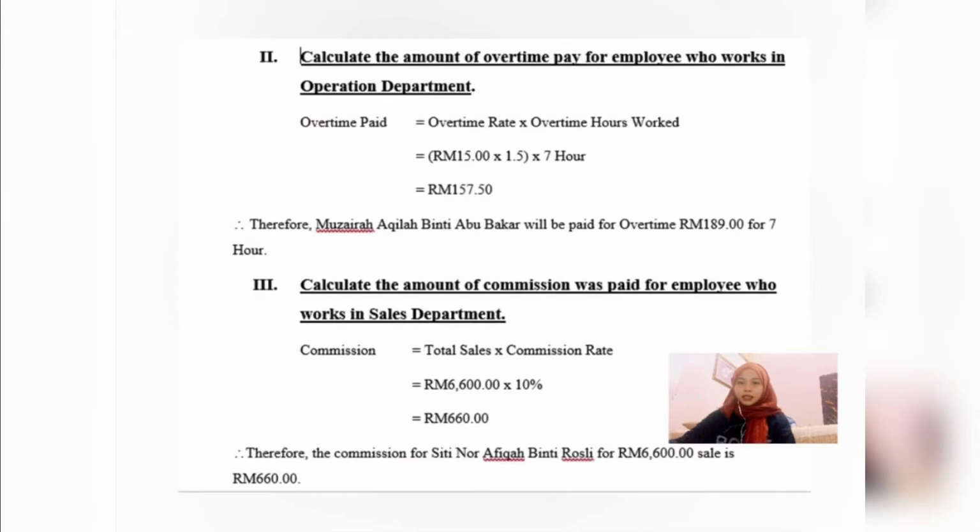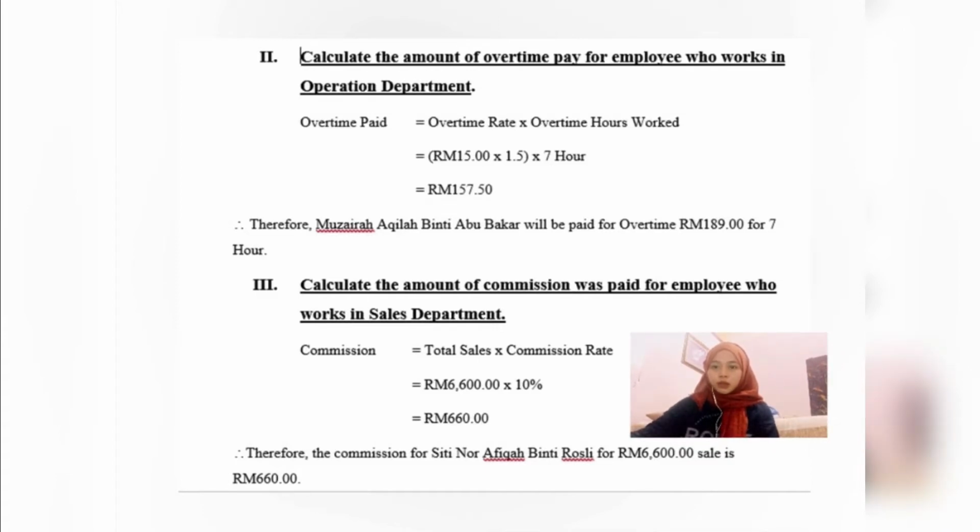Second, the amount of overtime paid to an employee who works in the operation department. Overtime pay equals overtime rate multiplied by overtime hours worked, equal to 15 ringgit multiplied by 1.5 multiplied by 7 hours. So the total is 157 ringgit 50 cent. Therefore, Muzaira Akila binti Abu Bakar will be paid for overtime 189 ringgit for 7 hours.